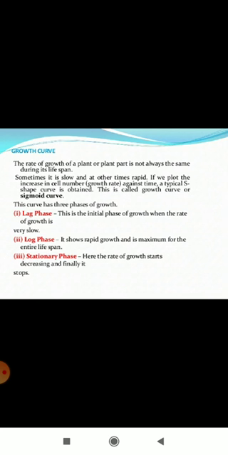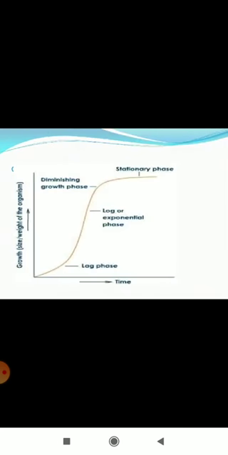The third one is stationary phase. Here the rate of growth starts decreasing and finally it stops. In stationary phase, the growth stops and diminishes.